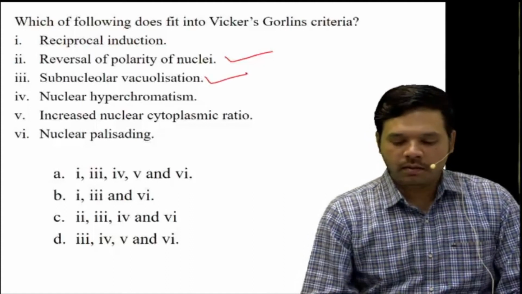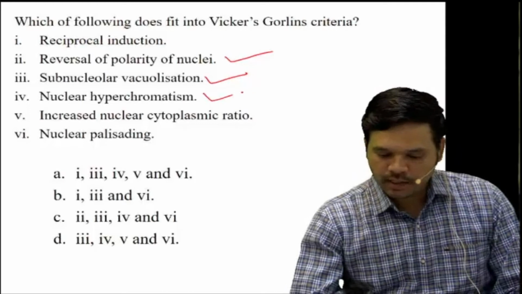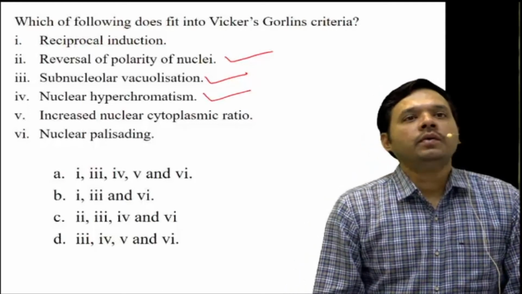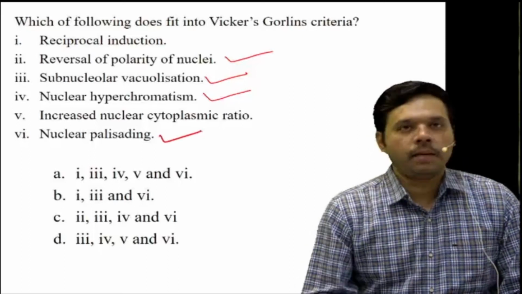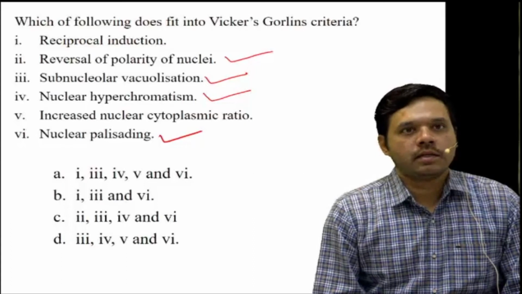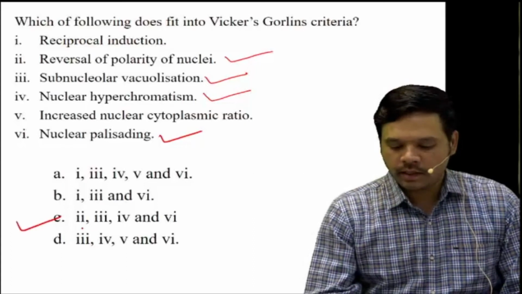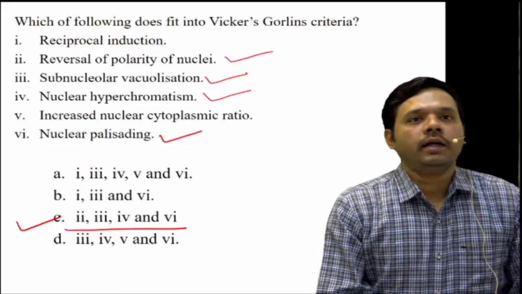Yes, we can see. Can we see nuclear hyperchromatism? Yes, we can see. Can we see nuclear palisading in Vickers-Garlin criteria? Yes, the nuclei are all at the same level. So 2, 3, 4 and 6. Option C is the correct answer, which describes the Vickers-Garlin criteria.